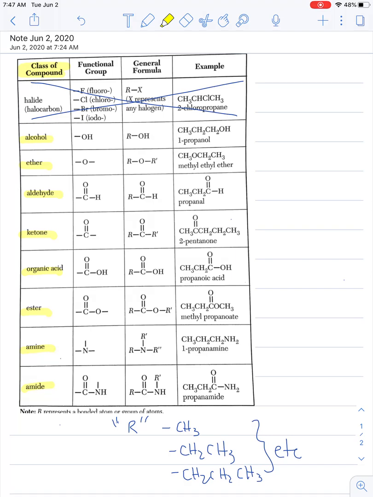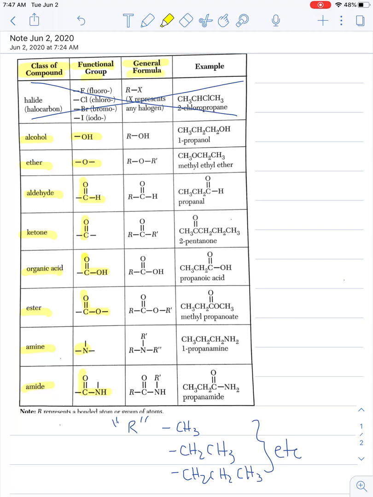So the functional group for an alcohol is an OH attached to a carbon. An ether, you have an O right in the middle. An aldehyde, you have this functional group. Ketone, very similar. Organic acids, similar still, but a little different. Ester, amines have a nitrogen, and amides have a C double bond O and an H. So that's the functional group.